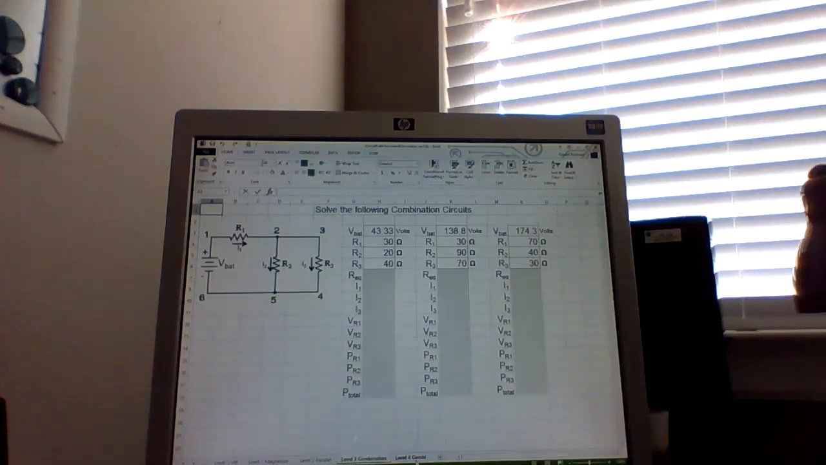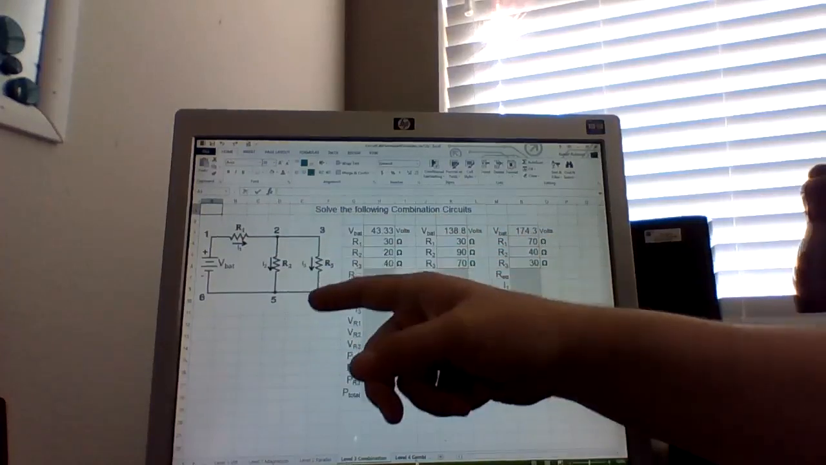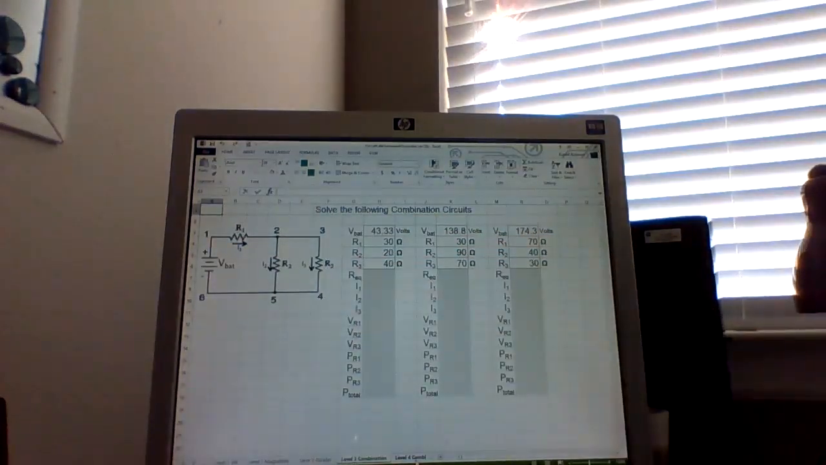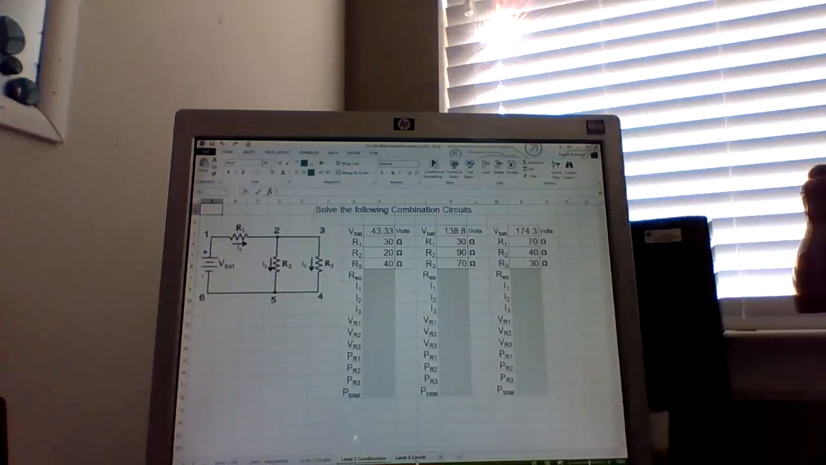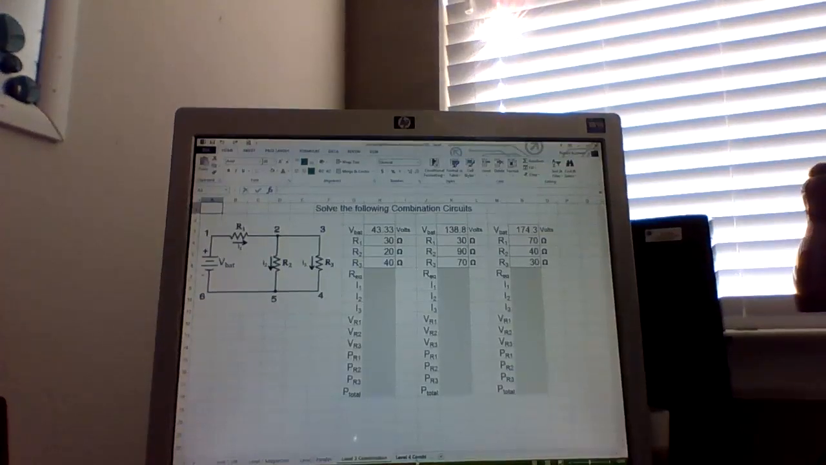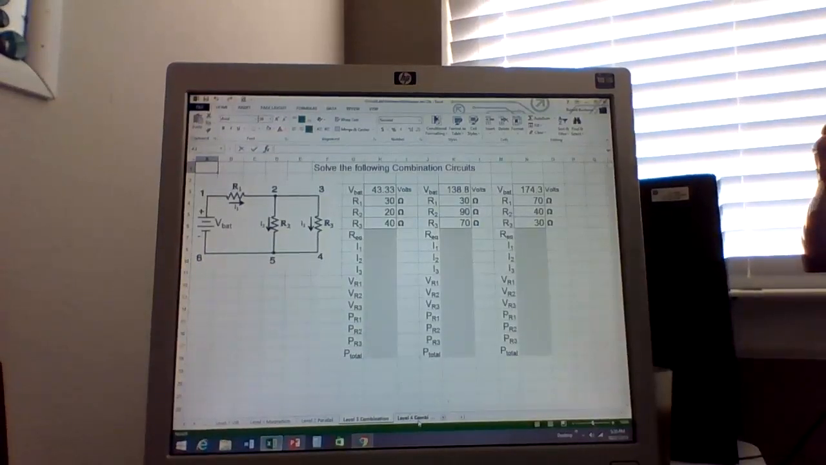So when trying to solve this problem, which two resistors should I combine first? Should I combine R1 and R2, R1 and R3, or R2 and R3 together first? Which should I combine first? Write down the names of the two resistors that should be combined first. Anyone?